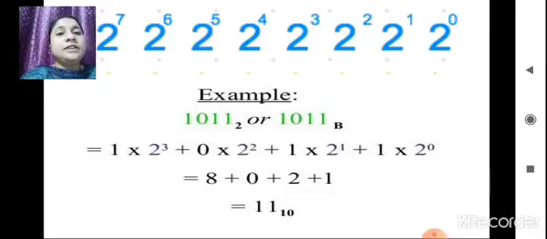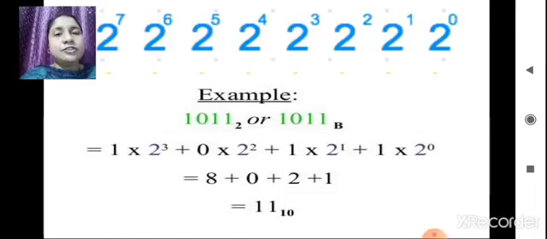And what will it come to? 1 into 2 raised to power 0 becomes 1. 1 into 2 raised to power 1 becomes 2. And 0 into 2 raised to power 2 is 0. And all of you know that 1 into 2 raised to power 3, the cube of 2, is 8. So 8 plus 0 plus 2 plus 1 is equal to 11. Okay, so like this it will come.